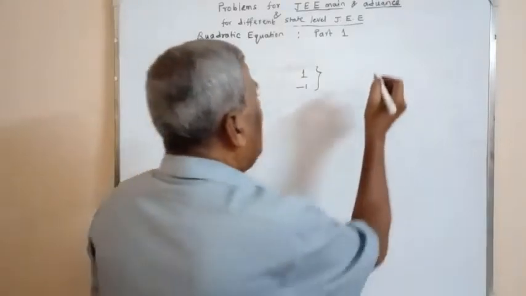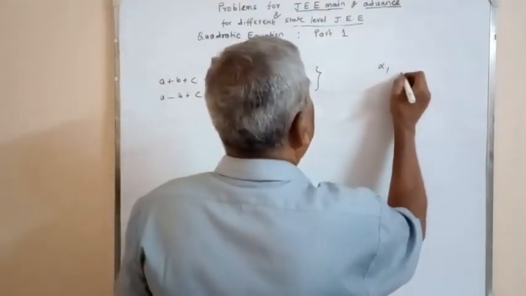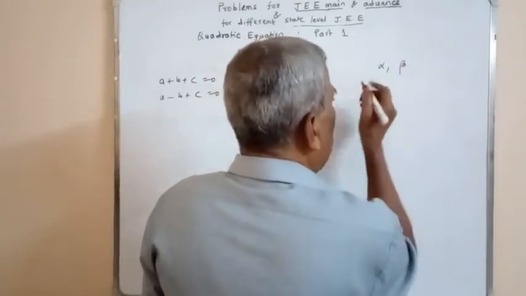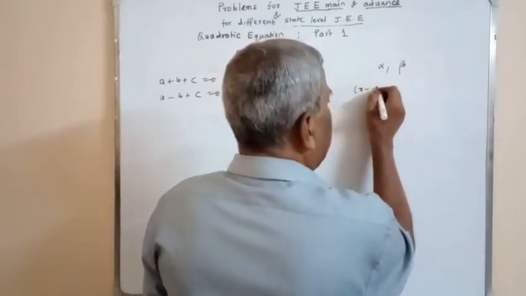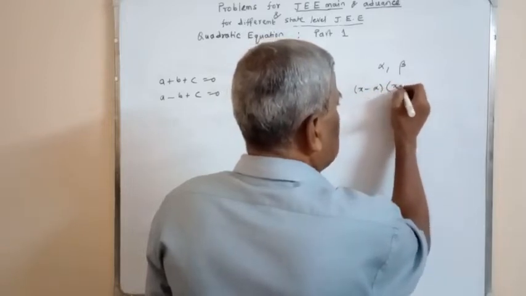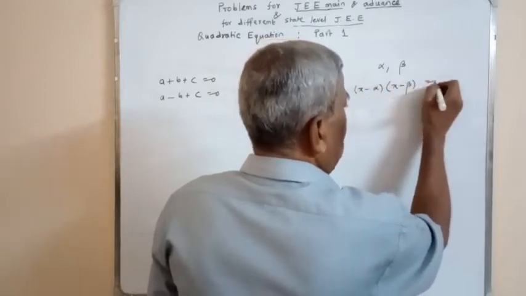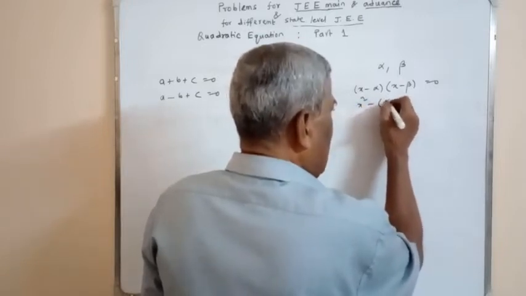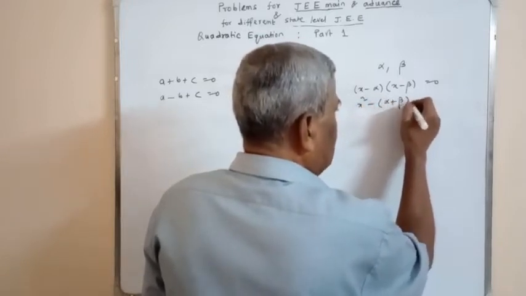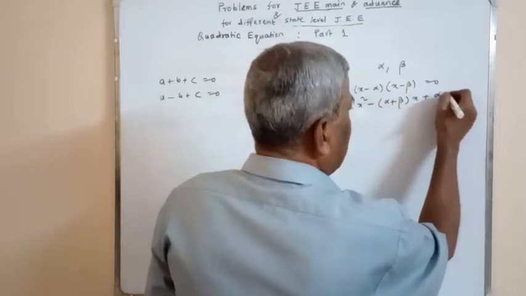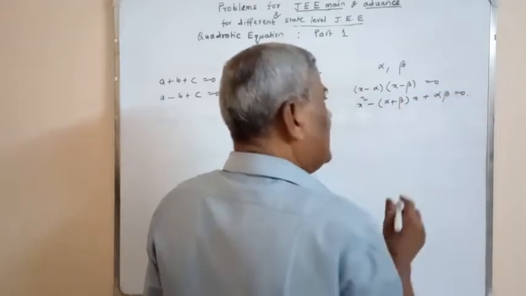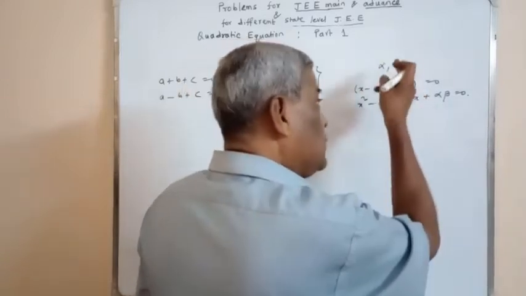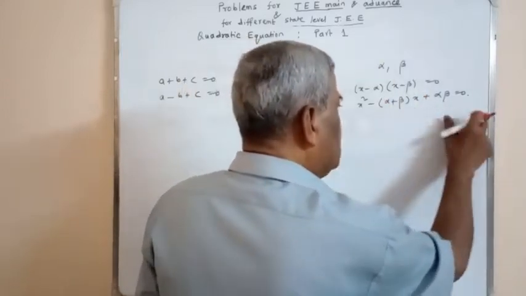If alpha and beta are roots, then its equation will be x minus alpha into x minus beta is equal to 0. That is x square minus alpha plus beta into x plus alpha beta is equal to 0. That is, if roots are given, its corresponding equation must be this or that.